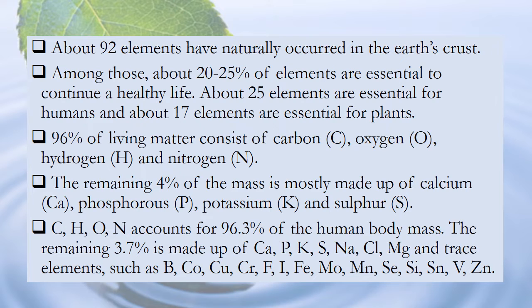Elements occur naturally in the Earth's crust. Among those, about 20 to 25% of elements are essential to continue a healthy life. About 25 elements are essential for humans, and about 17 elements are essential for plants. 96% of living matter consists of carbon, oxygen, hydrogen, and nitrogen. The remaining 4% of the mass is mostly made up of calcium, phosphorus, potassium, and sulfur.